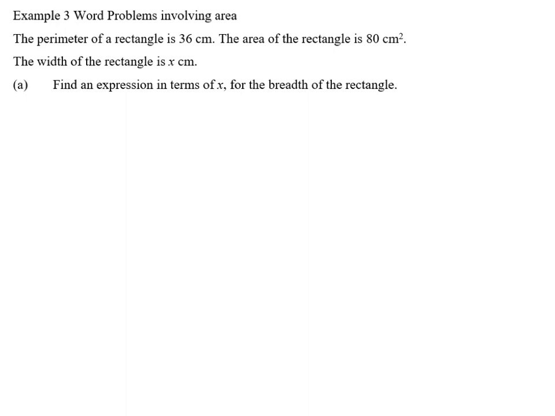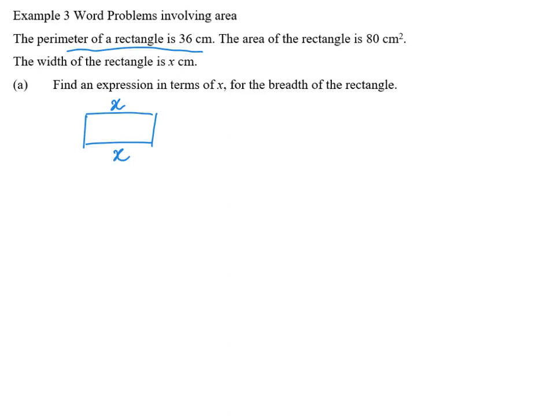Let's start off with a drawing. So what do I know about a rectangle? They tell me that the width is x, so I need to find the breadth of the rectangle. So if this is x, this is also x. Now what do I know? They tell me that the perimeter of the rectangle is 36. How do we find the perimeter?